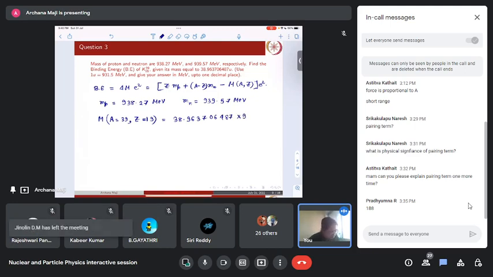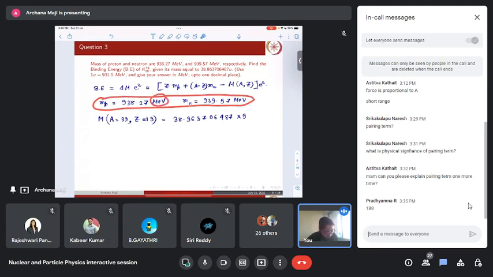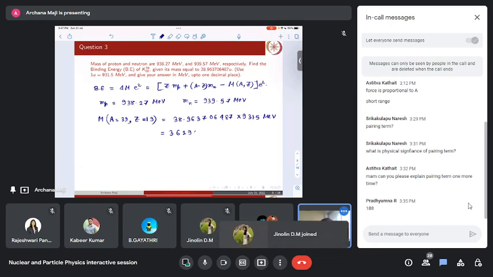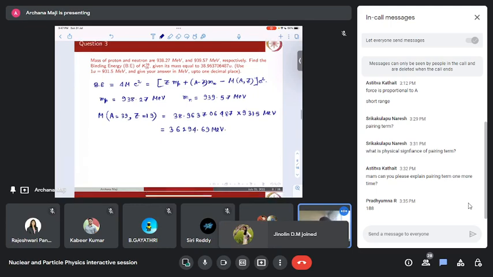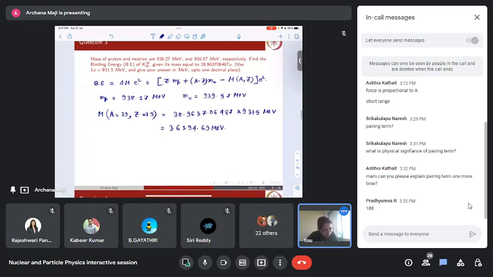We have to convert it to mega electron volt, because all the other data are given in the unit of mega electron volt. So we want to convert this to the unit of mega electron volt. Okay, and that mass is equal to 3624.69 MeV. Okay, now we have to find the binding energy.